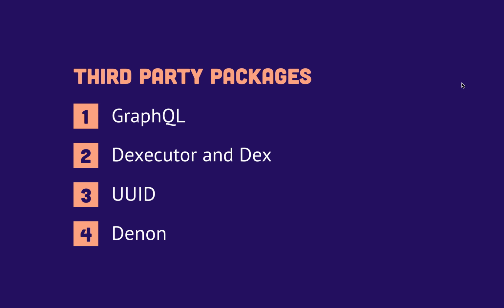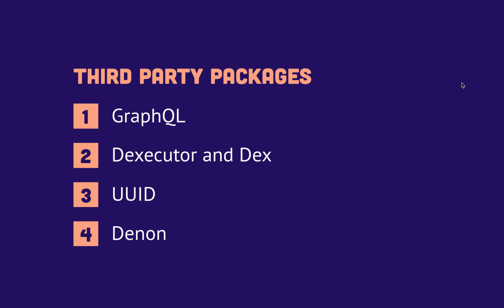The third-party packages we will be using are GraphQL, for interacting with the database as GraphQL. Second will be Dexecutor and Dex. The reason we have them together is that Dex is a query builder for the database, and Dexecutor is something that executes the Dex queries. Third one will be UUID. Every entry will have a unique ID, and for that we have a built-in package, UUID, so we'll be using that.